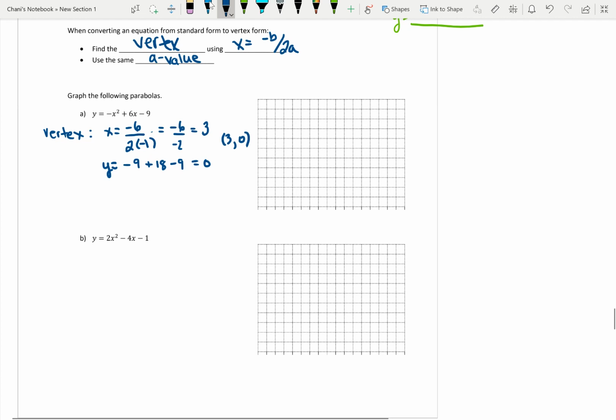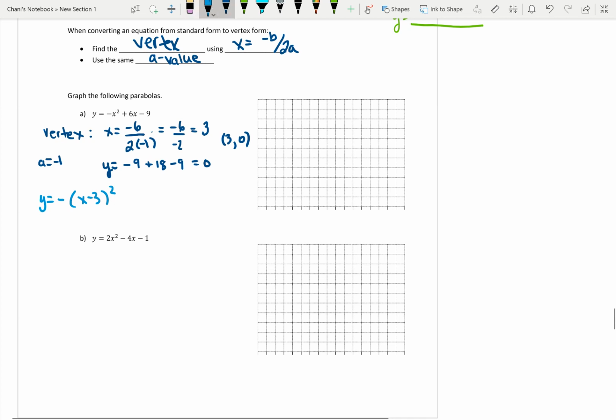And now I'm going to use the same a value, which is negative 1. So my equation in vertex form is y equals negative bracket x minus 3 bracket all squared. And then I could put plus 0 if I wanted, but I don't need it.